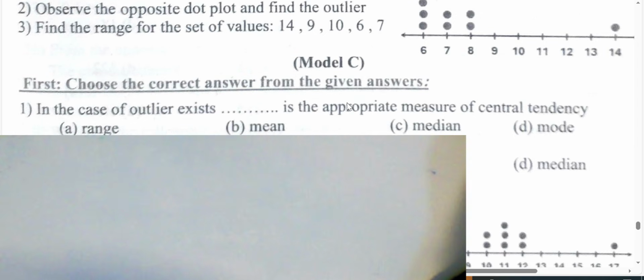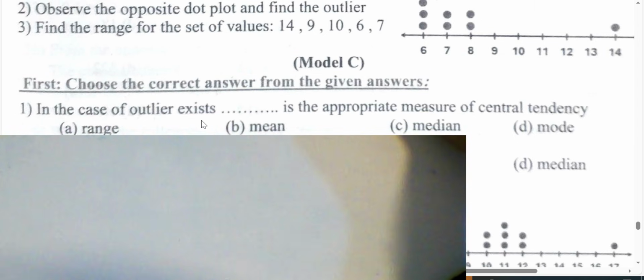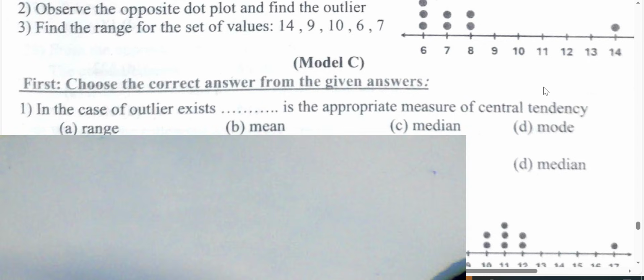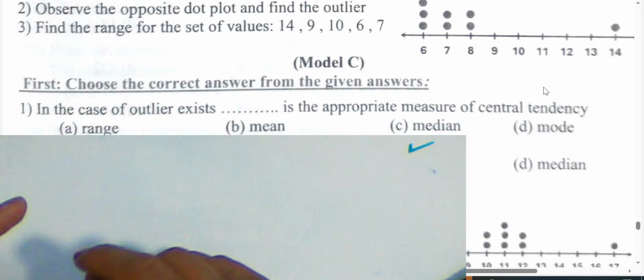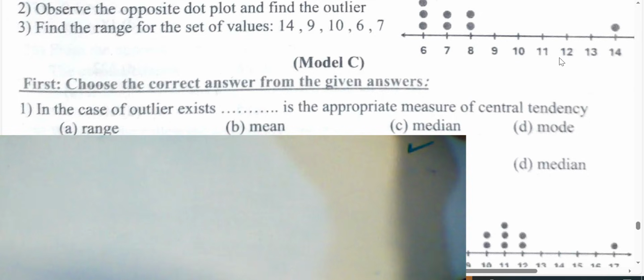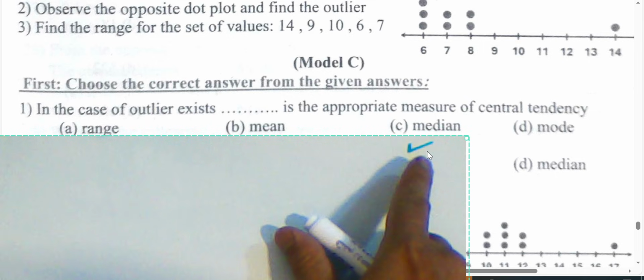Next question, letter C. The case of outlier exists. It is a measure of central tendency. We called it what? Who can tell me the case of outlier? Okay, what is important is that if you have an outlier, you must use what? Use median is the exact answer. But if you use mean, the answer is not correct, and the range also not correct, and the mode not correct if we have an outlier. So in any example, if you have an outlier point like this 14, you must need what? You must use median.